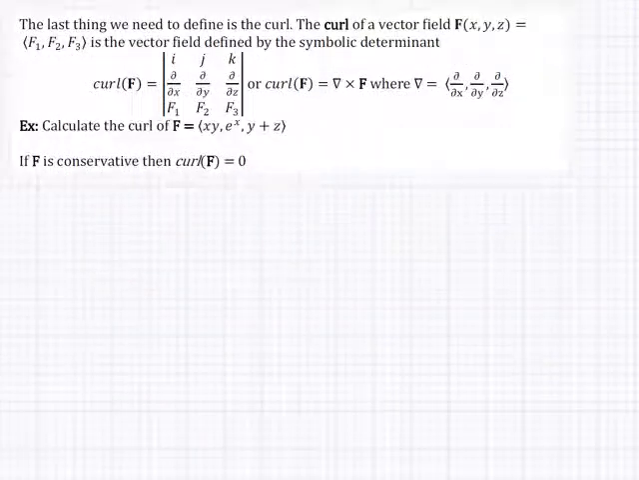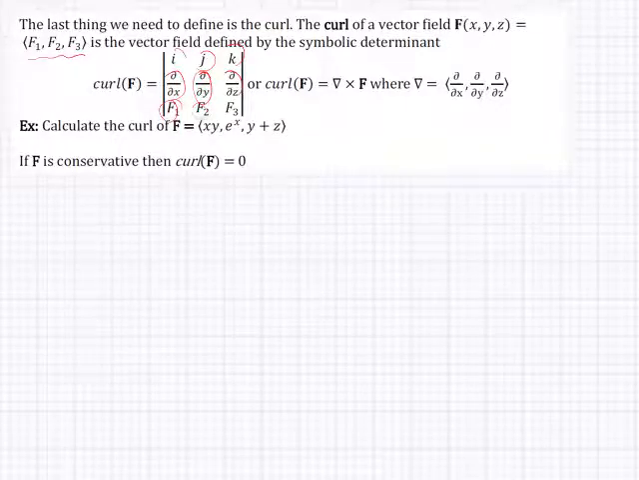In order to work with Stokes' theorem, we would also need to talk about the curl of a vector field and calculating the curl, which is essentially the determinant of a matrix. If we have a three-dimensional vector field, we create this determinant with i, j, k as the first row, then the partial derivative with respect to x, the partial derivative with respect to y, the partial derivative with respect to z, and then f1, f2, f3. And we do this determinant.